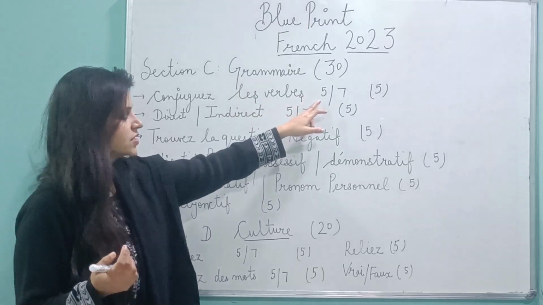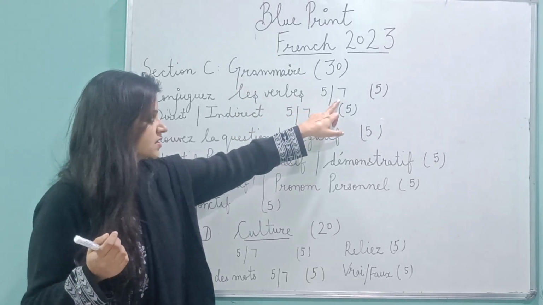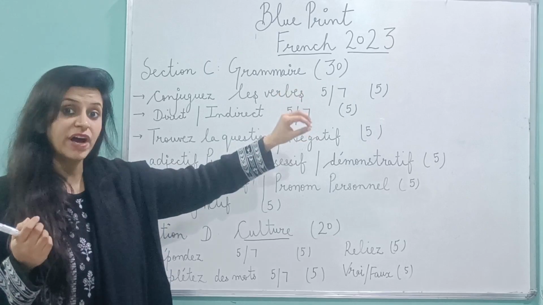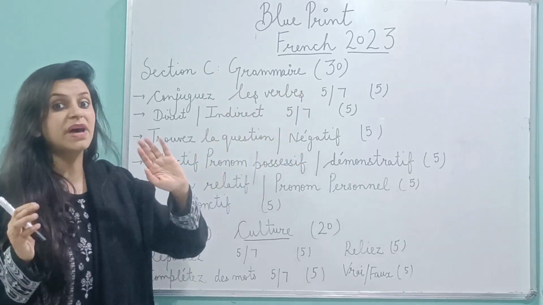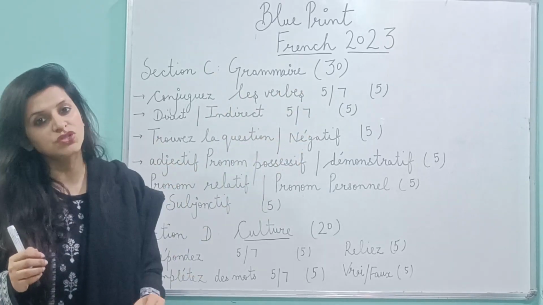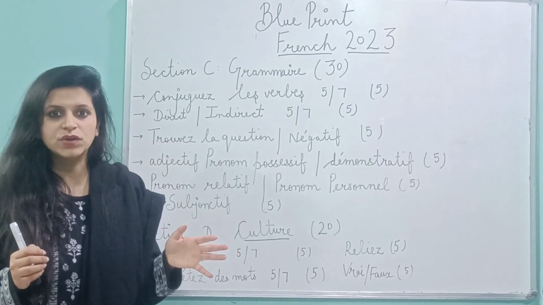So in conjugations, all you need to see is 7 parts will be given, but you need to attempt any 5 parts. Conjugation question is a mandatory question. When you attempt the conjugation question, few tips that I would like to give.